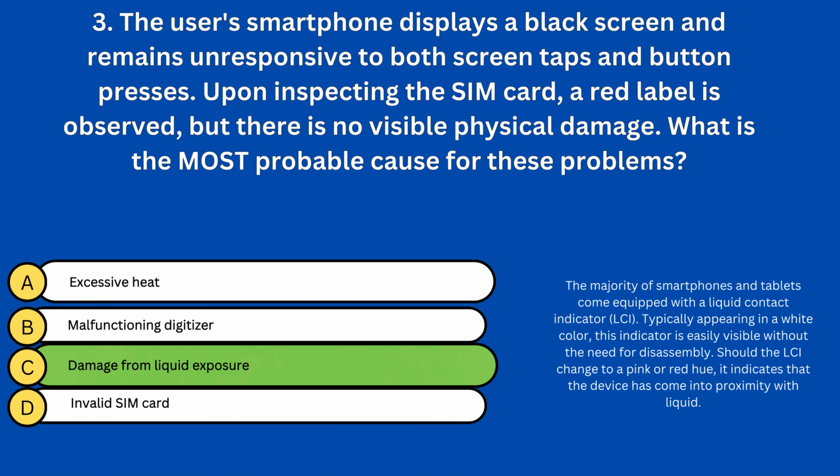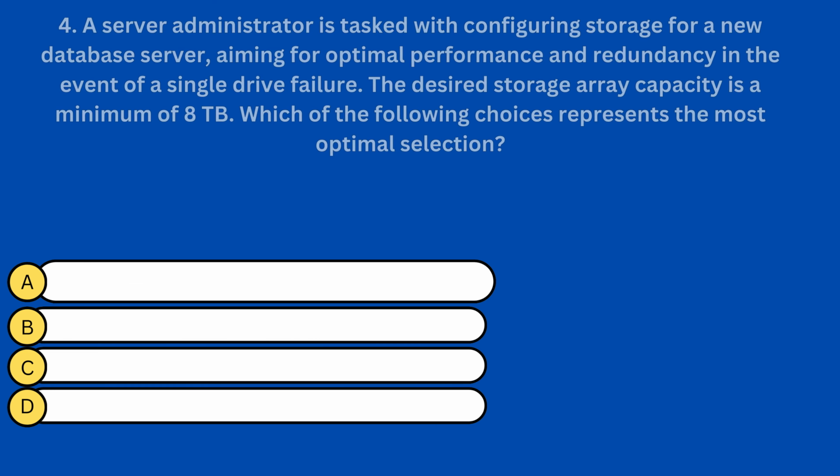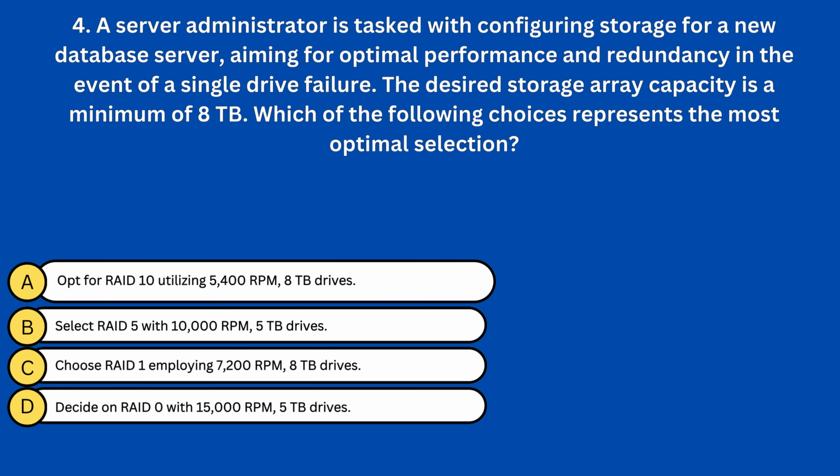The majority of smartphones and tablets come equipped with a liquid contact indicator, LCI. Typically appearing in a white color, this indicator is easily visible without the need for disassembly. Should the LCI change to a pink or red hue, it indicates that the device has come into proximity with liquid.